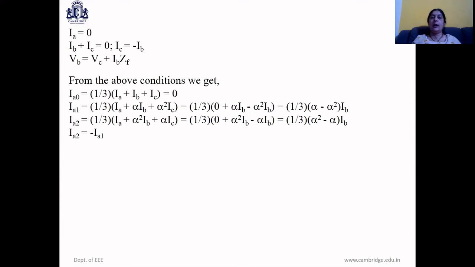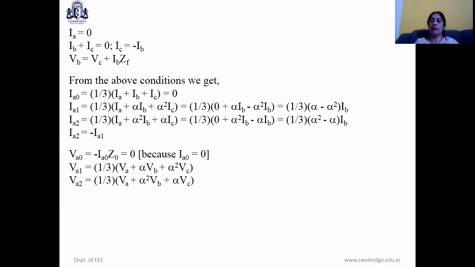From the above equations, we can obtain the symmetrical component expressions for the current. IA0 is 0. IA1 continues to be the same, 1 by 3 times of alpha minus alpha square IB. IA2 is also the same, 1 by 3 times of alpha square minus alpha IB, which indicates that IA2 is equal to minus IA1. Next, coming to the voltage, VA0 is minus IA0 Z0. Since IA0 is 0, VA0 is 0. VA1 is 1 by 3 times of VA plus alpha VB plus alpha square VC. And VA2 is 1 by 3 times of VA plus alpha square VB plus alpha VC.